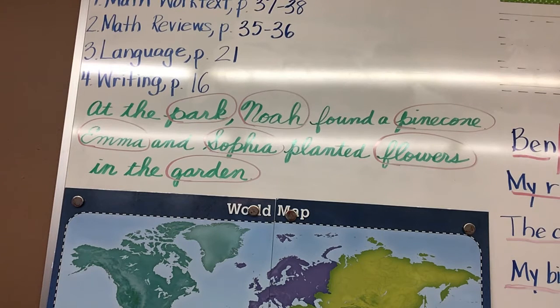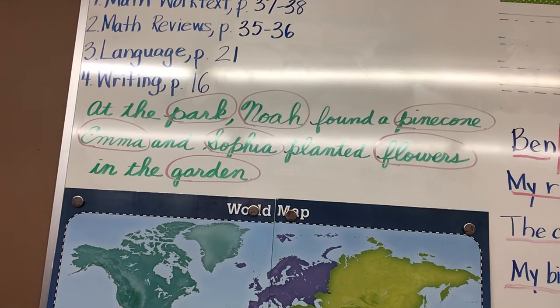And what is the predicate? Threw rocks into the pond. So underline it twice. Try to be as neat as you can. All right, number 2, Blake skipped a stone 3 times. What's your subject? Blake. So underline it once. And what's the predicate? Skipped a stone 3 times.